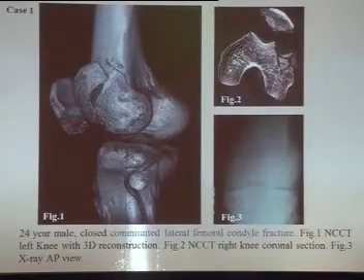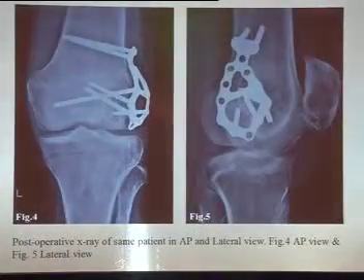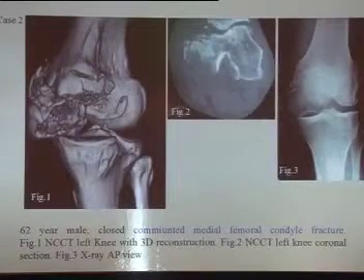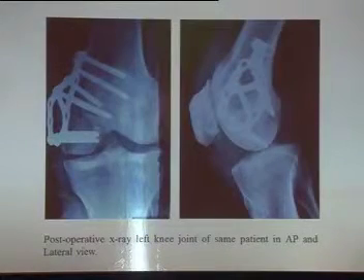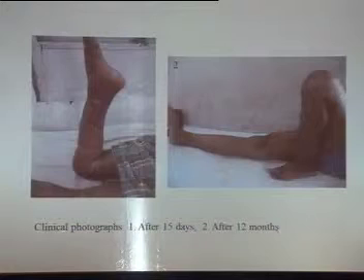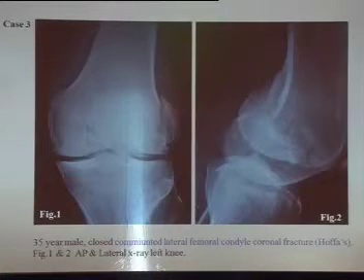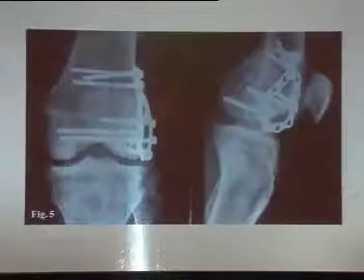These are some cases for you. This is a 24-year-old with a comminuted lateral femoral condyle fracture. This is the post-operative X-ray and the final clinical photographs. Another case is a 62-year-old with a comminuted medial femoral condyle fracture. Post-operative X-rays. Clinical photographs: the first clinical photograph is taken at 15 days at the time of suture removal, and another at the final follow-up. The third case is a 35-year-old with a comminuted lateral femoral condyle fracture of Hoffa's pattern. CT scan, post-operative, and the final clinical photograph.